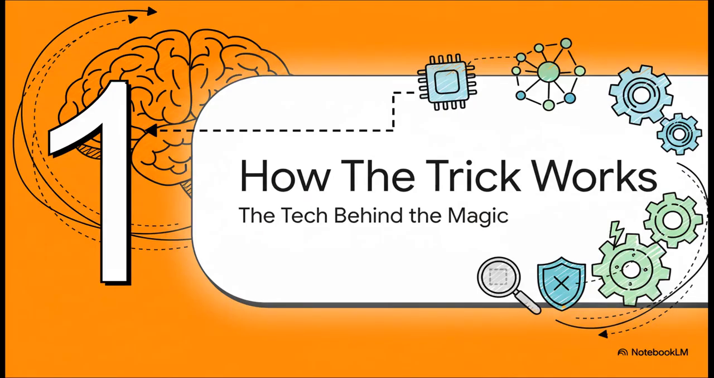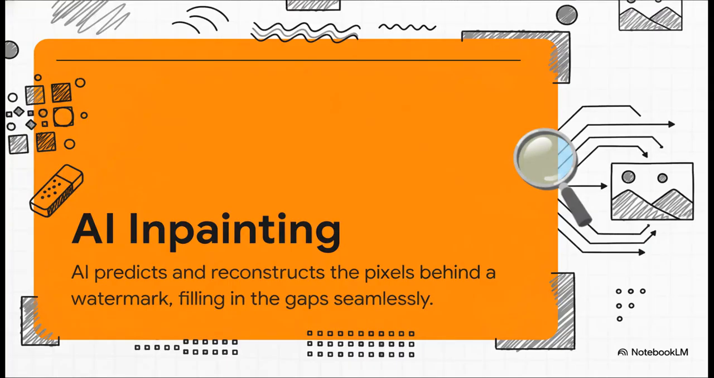So how in the world does this magic trick actually work? Well, it's not magic, of course. It's a very specific and really powerful type of artificial intelligence. The secret sauce here is a technology called AI in-painting. So in simple terms, after the AI finds and just deletes the watermark, it's left with a blank space, right? Well, it then predicts what the pixels should have been behind that space, and it reconstructs the background like the watermark was never even there.